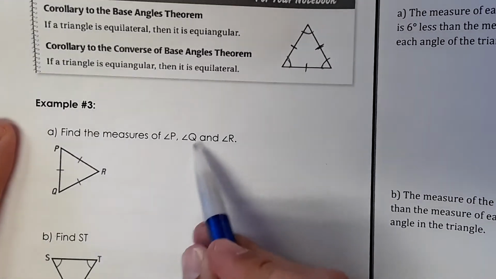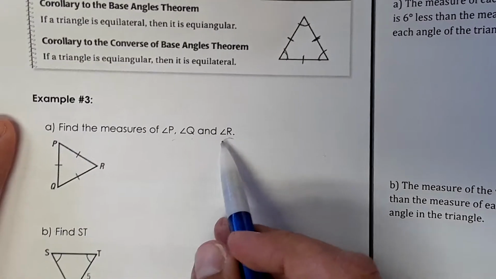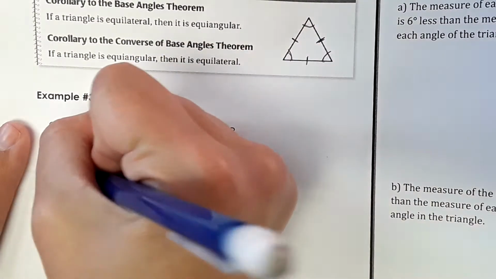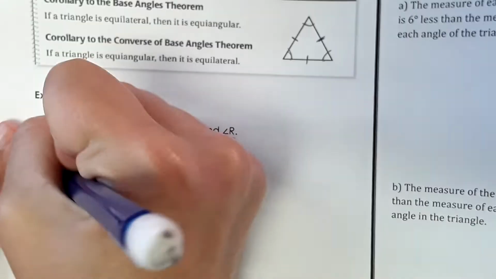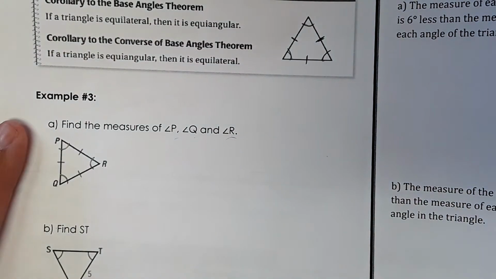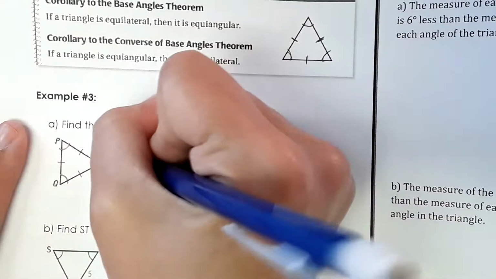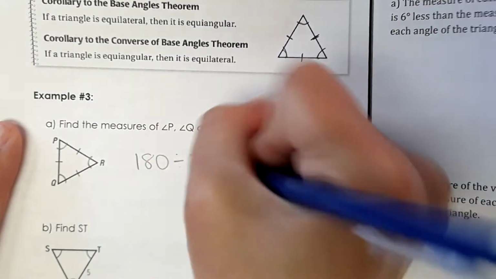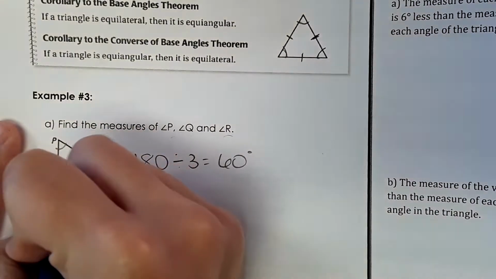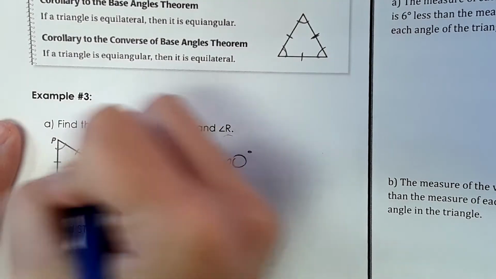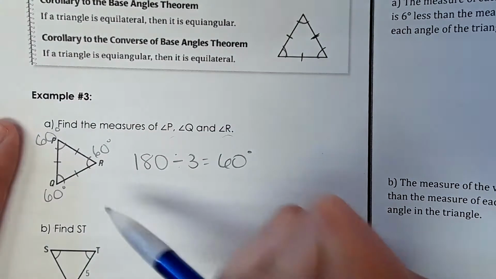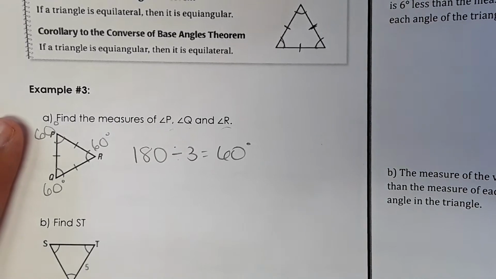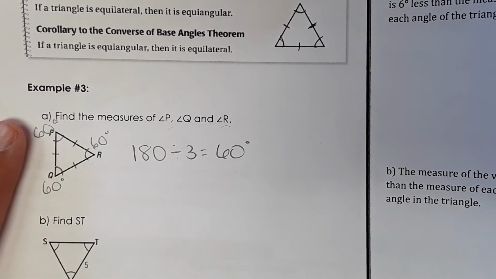So it says, find the measure of angles P, Q, and R. Well, since all the side lengths are the same, all the angles are going to be the same measure. In a triangle, the angles add up to 180, so we can just take 180, divide by 3, and get 60 degrees for each angle. So literally every equilateral triangle will have 60-degree angles.